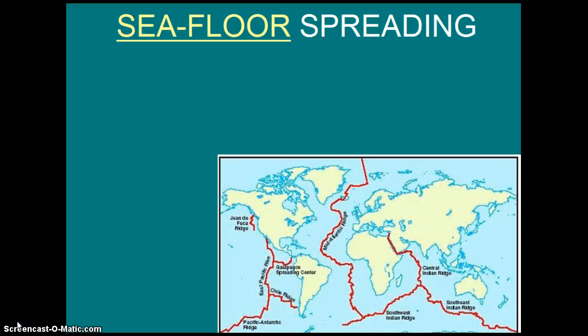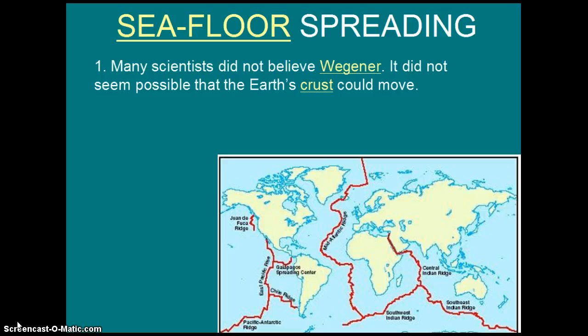All right, another piece of evidence that we have is something called seafloor spreading. And seafloor spreading was not a piece of evidence that was around for Alfred Wegener. And unfortunately, many scientists did not believe Alfred Wegener's hypothesis. It did not seem possible that the Earth's crust could move.